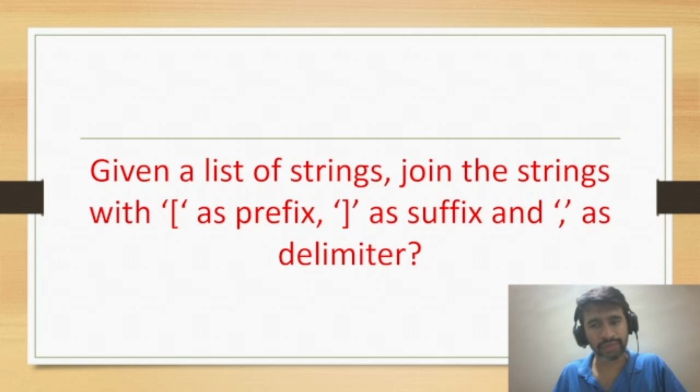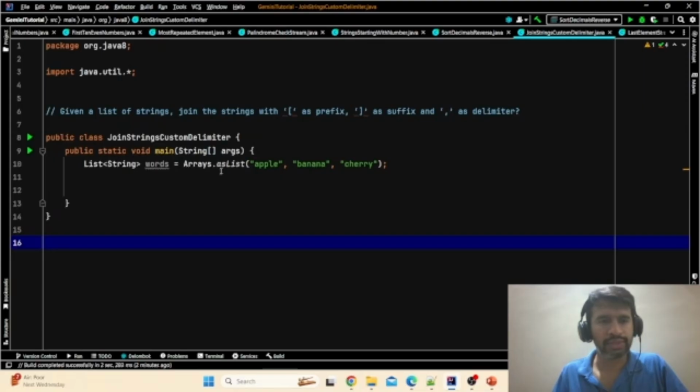So that should be suffix, and we have to add a comma as a delimiter. So let's see how to do it. Given a list of strings, we have to add this opening and closing bracket as a suffix and prefix. In between, we have to add the commas. So let's see how to do it.